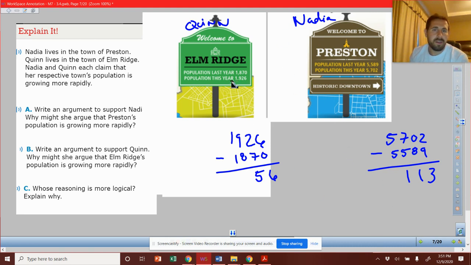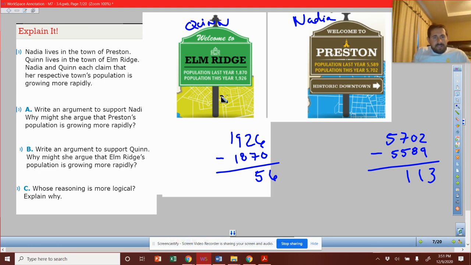It has grown more. What do you think Quinn's argument is going to be? It's going to be based on percentage. A population of 5,000 people that grew only 110 is not a very large percent of growth, where 56 of this number is a larger percentage of growth. And that's something we're going to learn to calculate and figure out, well, just how much did they grow?